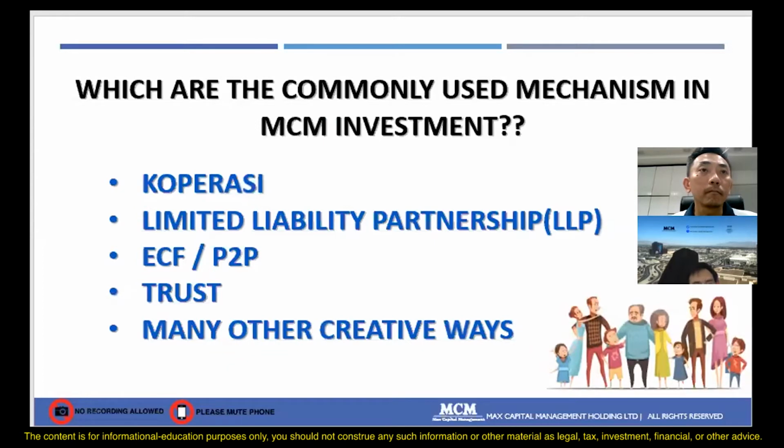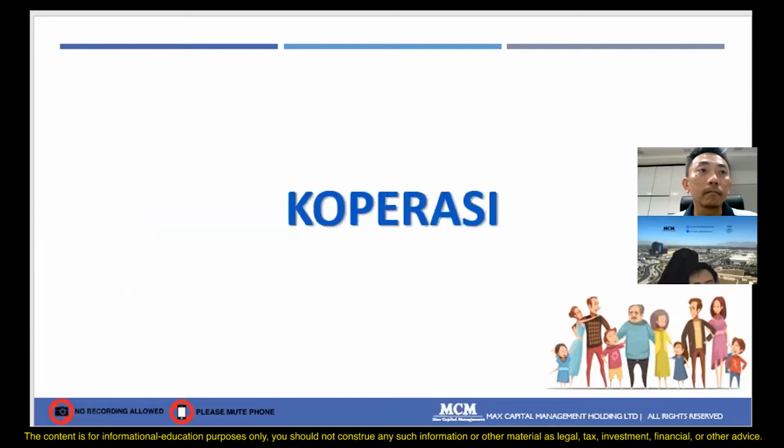And we have this ECF, the equity crowdfunding platform, and P2P, which is peer-to-peer, which is using the debt method. And we also can use trust as a vehicle to invest in companies, and also many other creative ways. Today I'm going to touch on a few of the mechanisms that we always encounter, so that we can understand better, right?